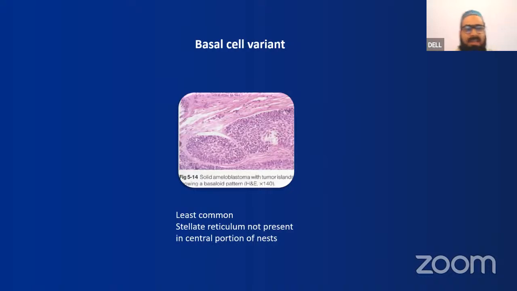This is the least common type, the basal cell variant. In this, there is no stellate reticulum in the central portion of the nest, and it gets replaced by basaloid cells.